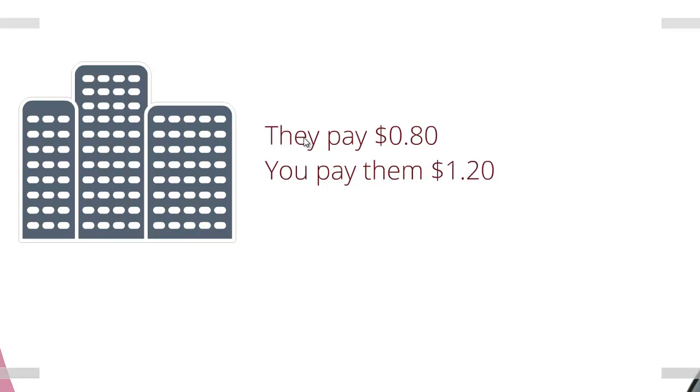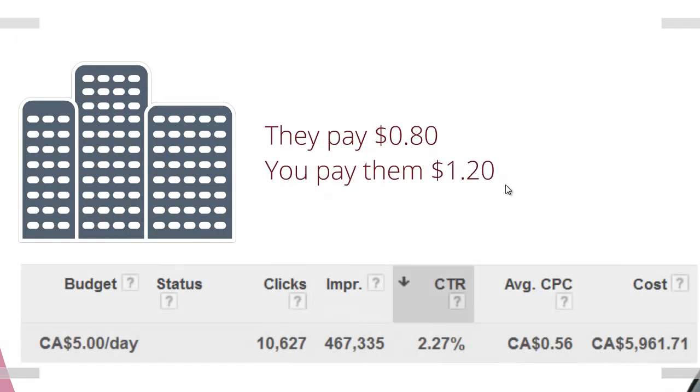So, for example, they would pay 80 cents per click and then they charge you $1.20 per click. It's like printing money for these guys because they don't have a cost until somebody clicks. And as soon as that happens, it gets billed to you at a higher rate. So it really is like printing money. This is a campaign that I had running. I got 10,000 clicks to my website. It cost about 56 cents per click and in total $6,000.